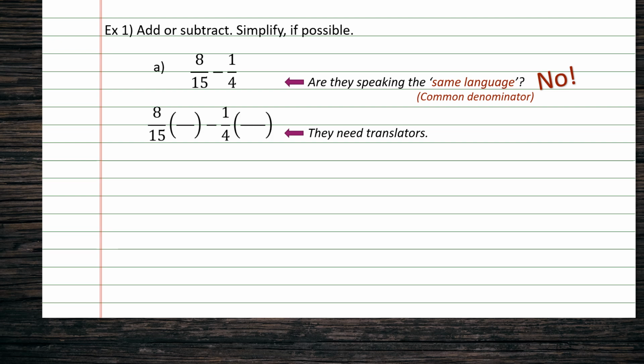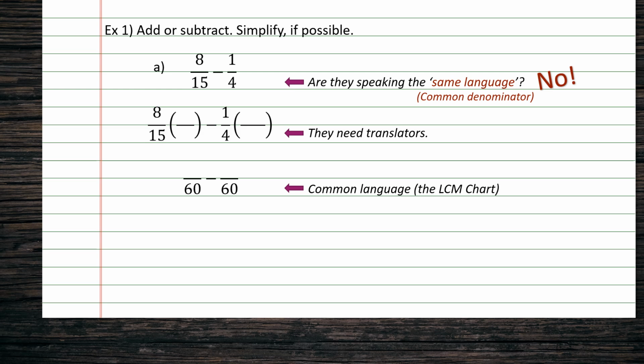Now before we bring the translators in, we need to identify what is going to be their common language. To do that, you need to use the chart now. From the chart, hopefully you found 15 and 4 to have a common multiple of 60. So now we're ready to create equivalent fractions.